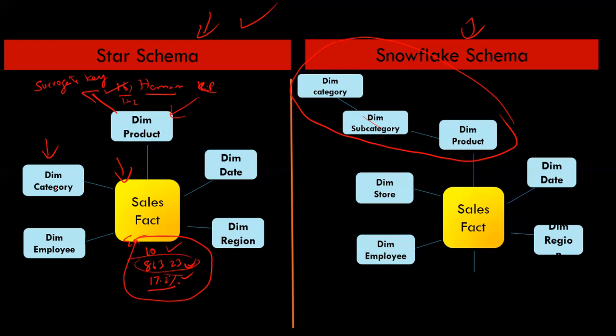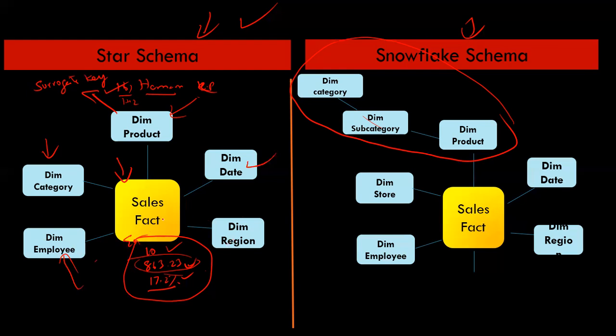With the help of the dimension table, we can answer questions like in which quarter or in which month, under which category and which product, in which region, how much we sold, and also which employee, which salesperson, is instrumental in generating this revenue. To answer these business questions, you need to have these dimension tables.